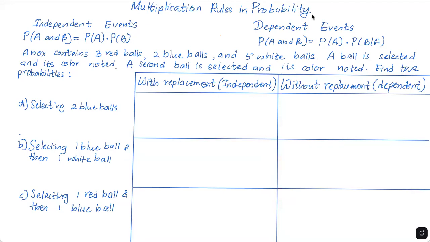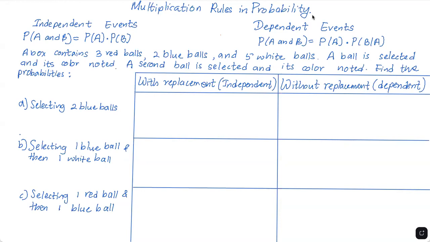Today I'm going to talk about multiplication rules in probability. So when we talk about multiplication rules, there are two conditions. One is independent events, the other one is dependent events. If you want to calculate the probability of event A and B, then you have to multiply the probability of A and the probability of B.